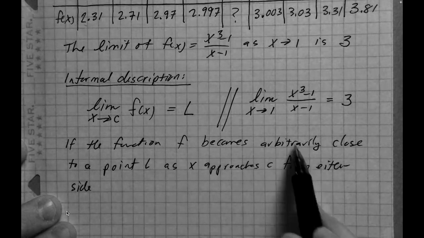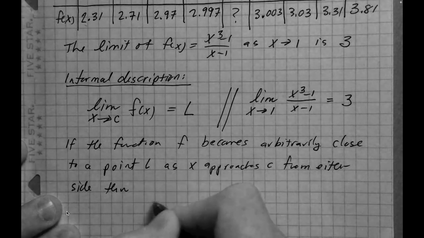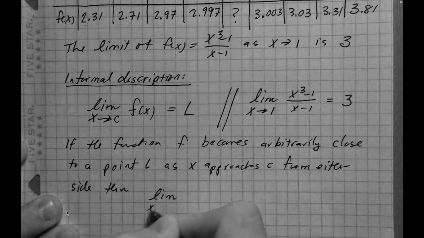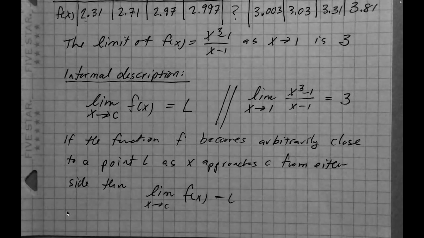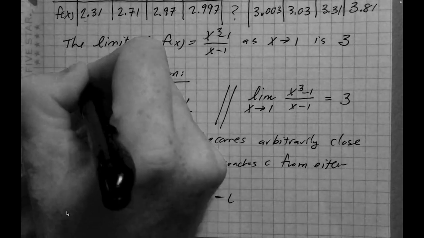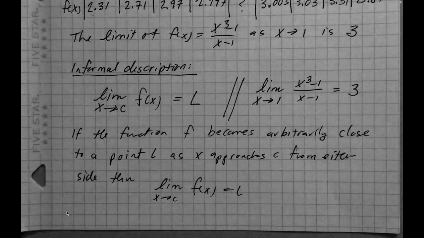So if a function f becomes arbitrarily close to a point L as x approaches c from either side, the limit of f of x is L. Well, so then the limit as x approaches c of f of x is equal to L. Right? So that's kind of the informal description of what we mean by a limit.